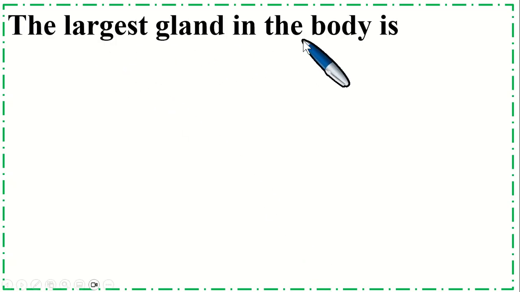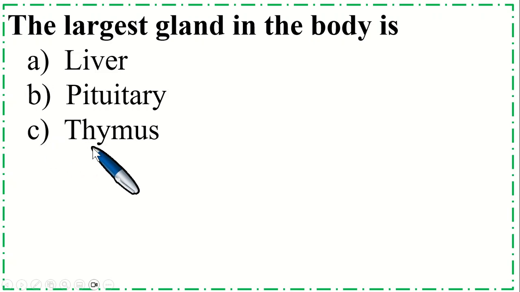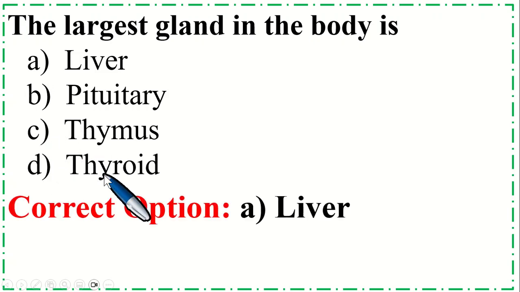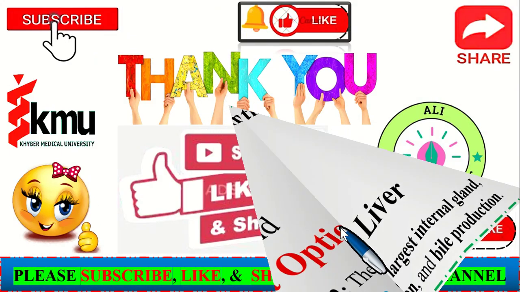The largest gland in the body is option A liver, B pituitary, C thymus, and option D thyroid. So the correct option is A liver. The liver is the largest internal gland, performing metabolic detoxification and bile production.